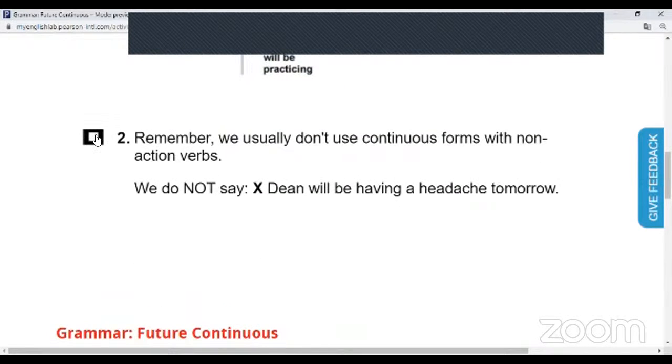Remember, we usually don't use continuous forms with non-action verbs.